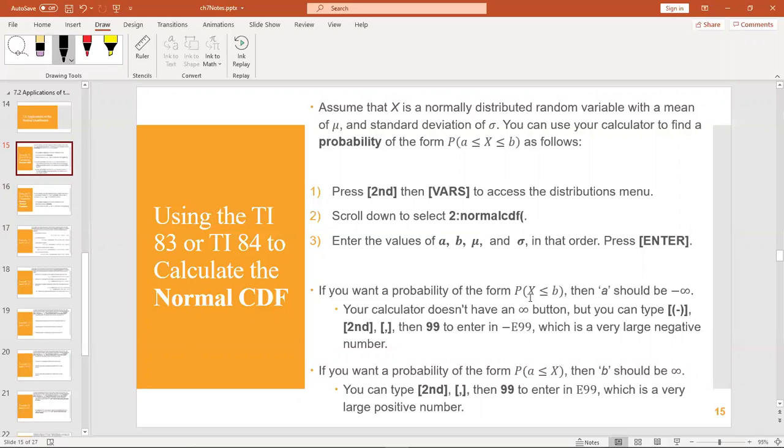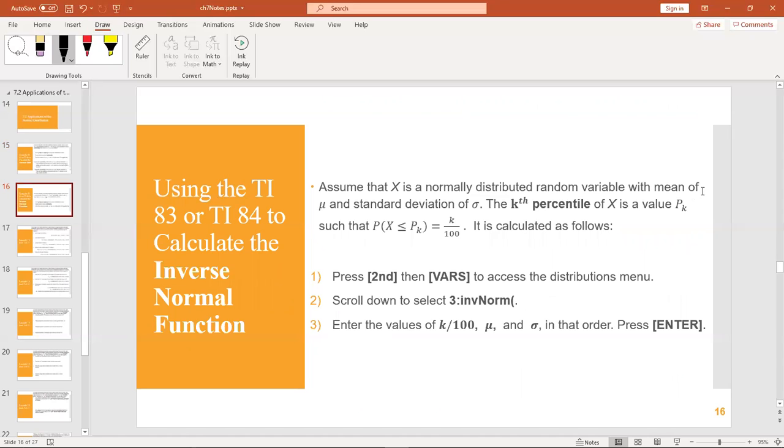In the event that they only give you one end or the other, like if you only have B, then you would have to use negative infinity for the value of A. Now, since we can't type in negative infinity, we'll just type in negative and a really huge number. Similarly, if they only give us A, instead of infinity, we'll just type in a really, really huge number as a stand-in for infinity.